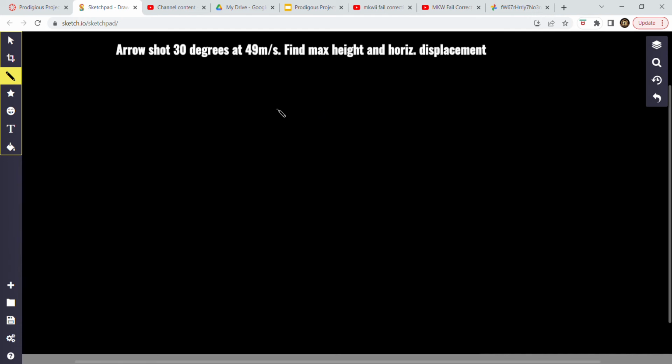Alright guys, so today we have a pretty interesting one. For this one, I actually did it on paper, and then I realized, after checking my answers, that there's an easier way. So first we have an arrow.